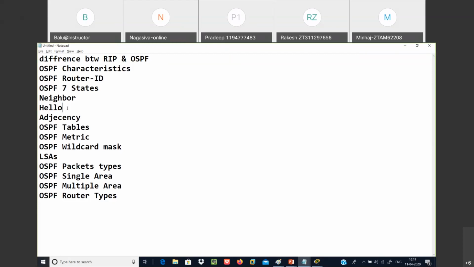And OSPF wildcard mask. What was the formula to calculate the wildcard mask? Global subnet mask minus subnet mask. In short form, we can say the inverse of the subnet mask is what? Wildcard. Okay. LSA, link state advertisements, are incremental updates. When there is a change in topology, then only an update is sent, which is a quick update. And OSPF packet types: hello packet, DBD packet, LSR, then LSU, and then LSACK.